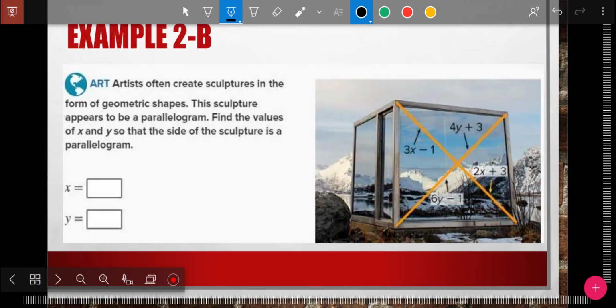Same kind of thing here. If it was a parallelogram, the diagonals would bisect each other. And so first let's find the x. 3x minus 1 equals 2x plus 3. Minus 2x over. Add the 1 over, you get x equals 4. Take a minute right now, pause the video, and try to solve the y.